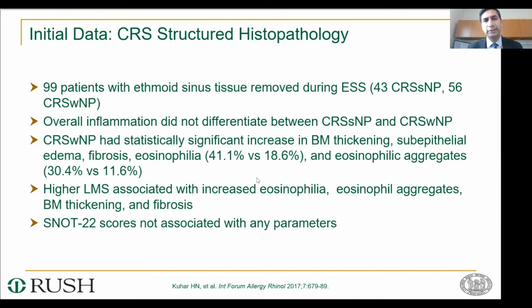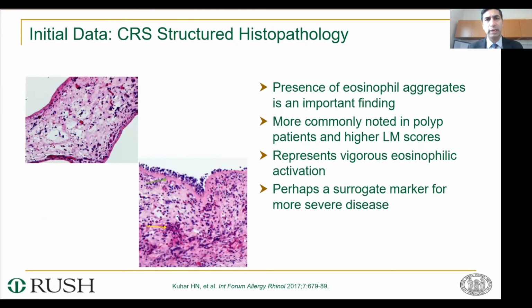We also noted that on the CT scans, patients that had higher Lund-Mackay scores had increased eosinophilia, eosinophil aggregates, basement membrane thickening and fibrosis, and the SNOT-22 scores were not associated with any of these objective parameters.